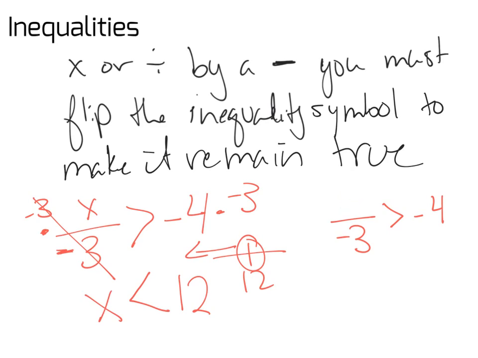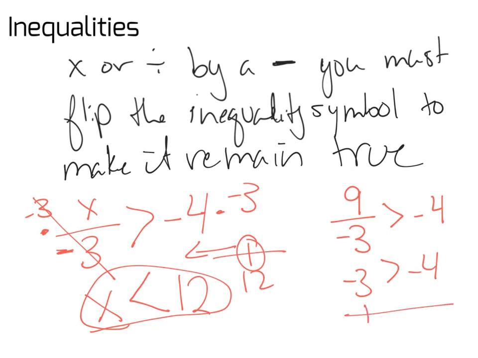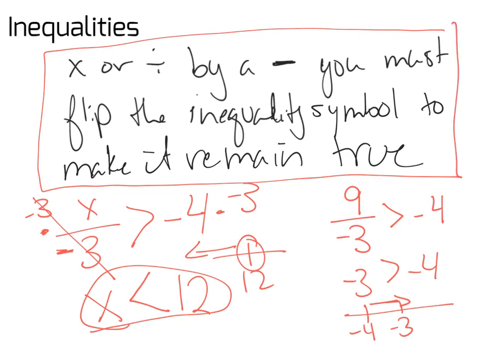Let's try one that might be a little easier to do with math. Let's try 9. Let's say that x is 9, and that follows my rule that I have over here, x is less than 12. So if x is 9, 9 divided by negative 3 is negative 3. Is that greater than negative 4? Yes, it is. Because on a number line, negative 4 is here, and negative 3 is to the right of it. So that means it's greater than. So you can always plug your answer back into your problem to see if it makes sense. But the key here is this rule right here. If you multiply or divide by a negative, you have to flip the sign to the opposite sign.